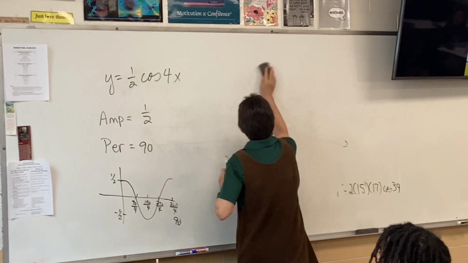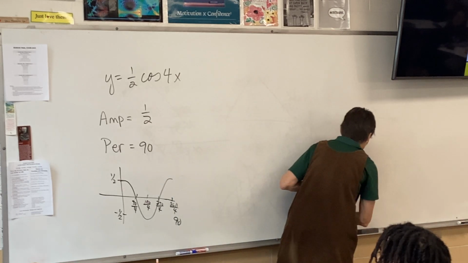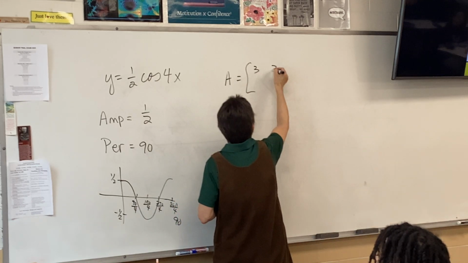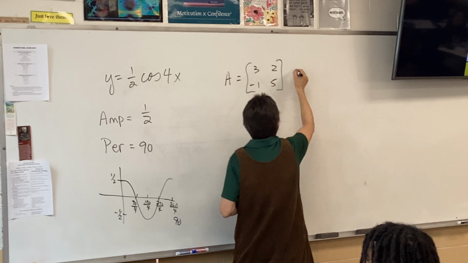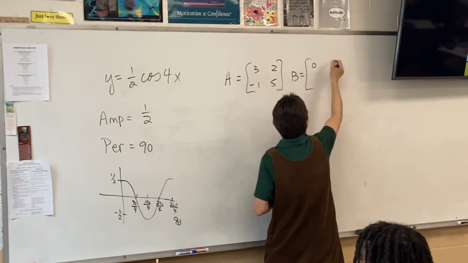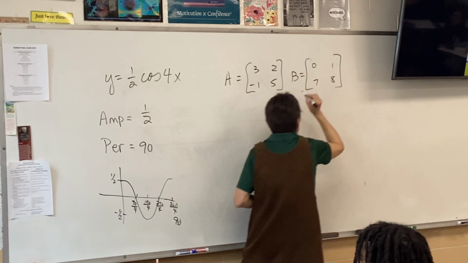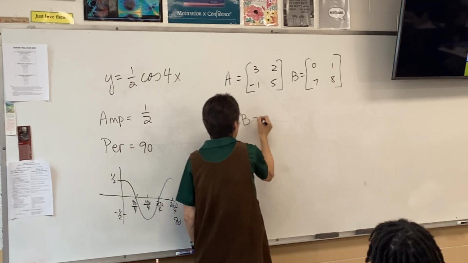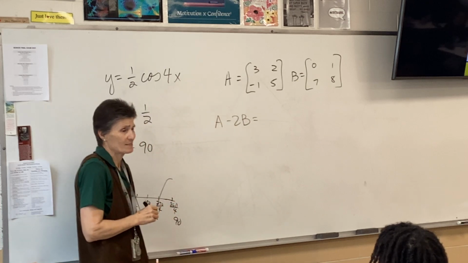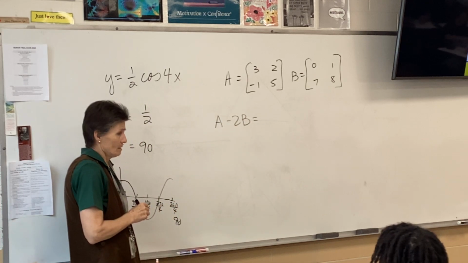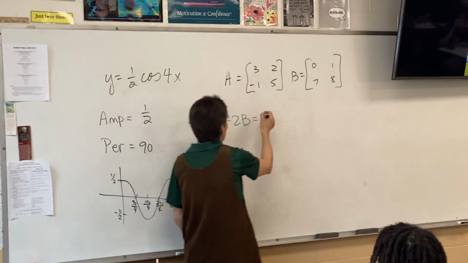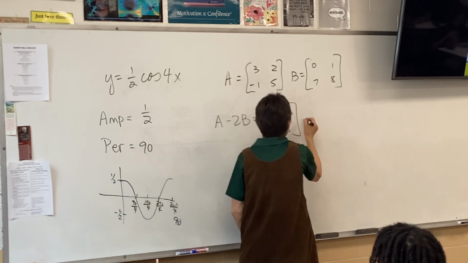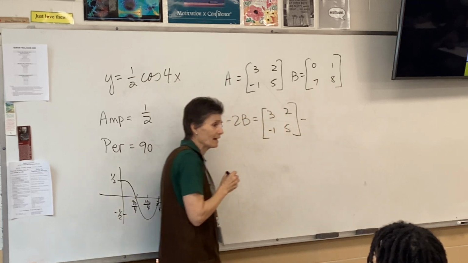Let me throw a couple matrices up here. So matrix A maybe is 3, 2, negative 1, 5. And matrix B is 0, 1, 7, 8. And we are going to do A minus 2B. This is no calculator, but it's easy. A minus 2B. So we're going to take matrix A, and we're going to subtract.